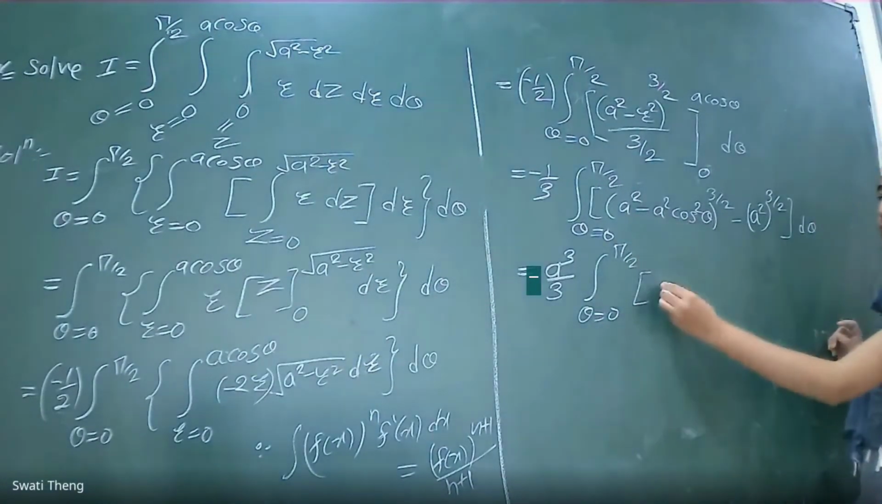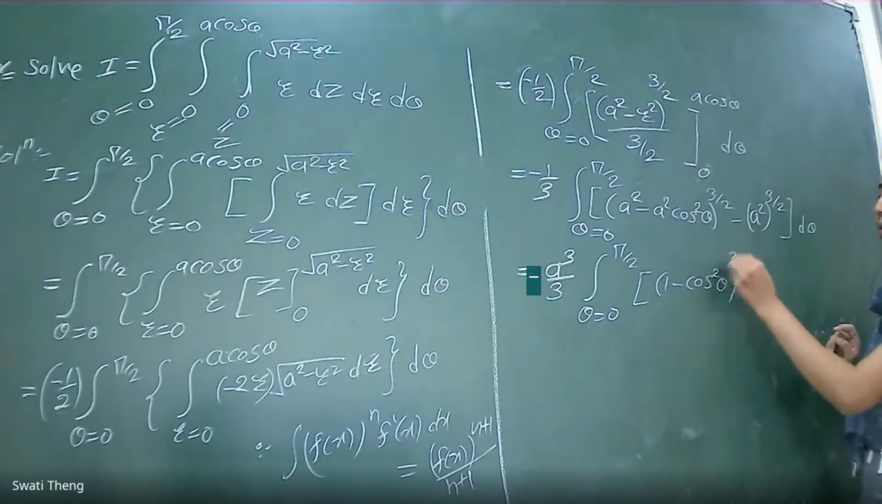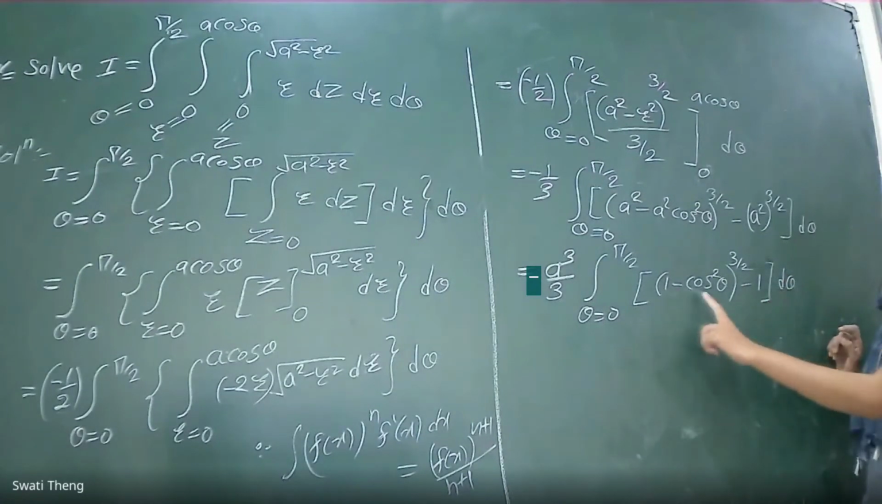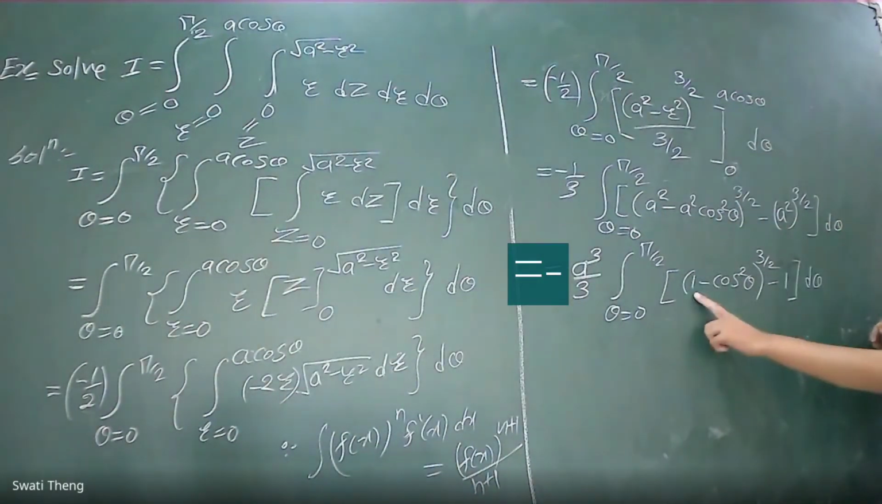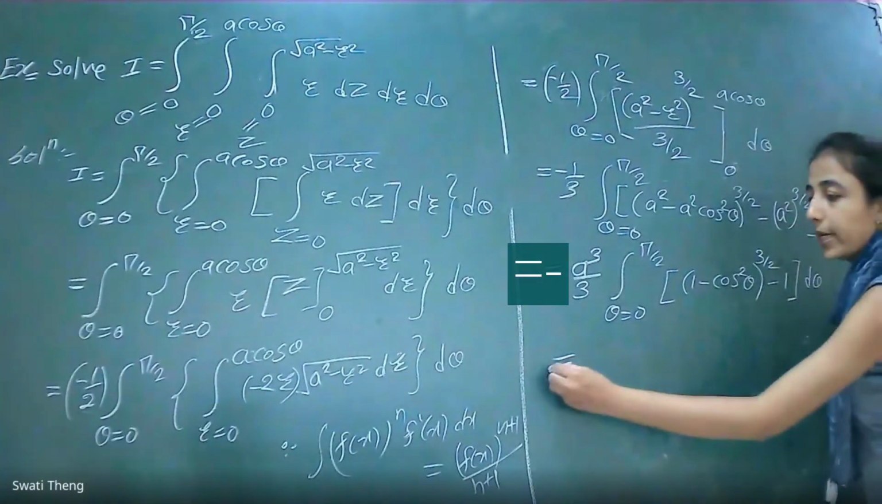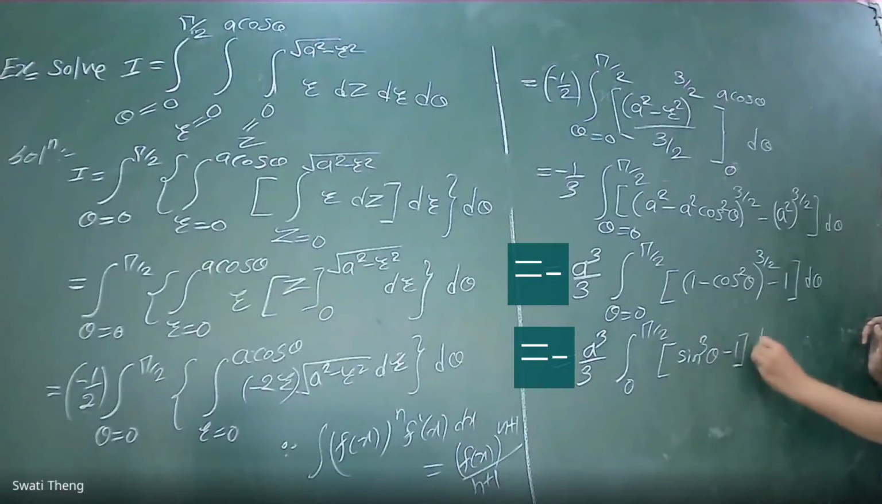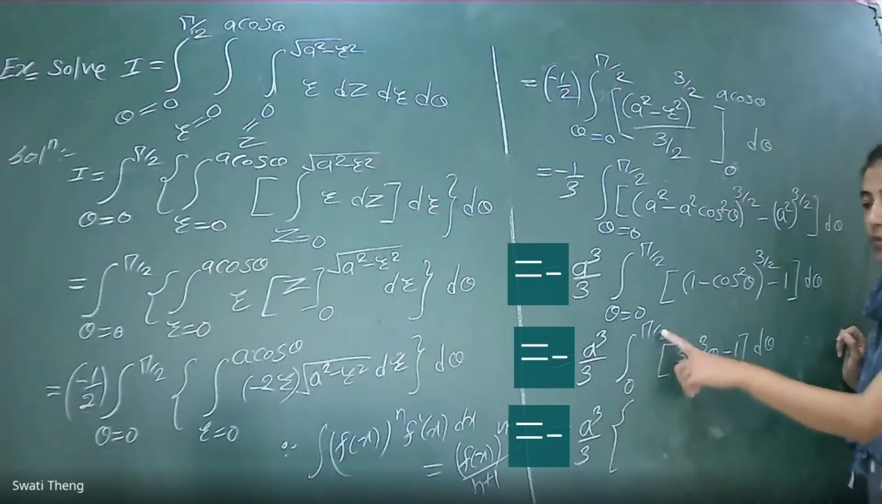Remaining, from this term, is 1 minus cos square theta raised to power 3 by 2, minus 1, d theta. 1 minus cos square theta we can write as sin square theta. So 1 minus cos square theta is sin square theta, raised to power 3 by 2, that is nothing but sin cube theta. So here it is sin cube theta minus 1 d theta. Term wise we can separate the integral and solve this term. Integration of sin cube theta, and limit varies from 0 to pi by 2.